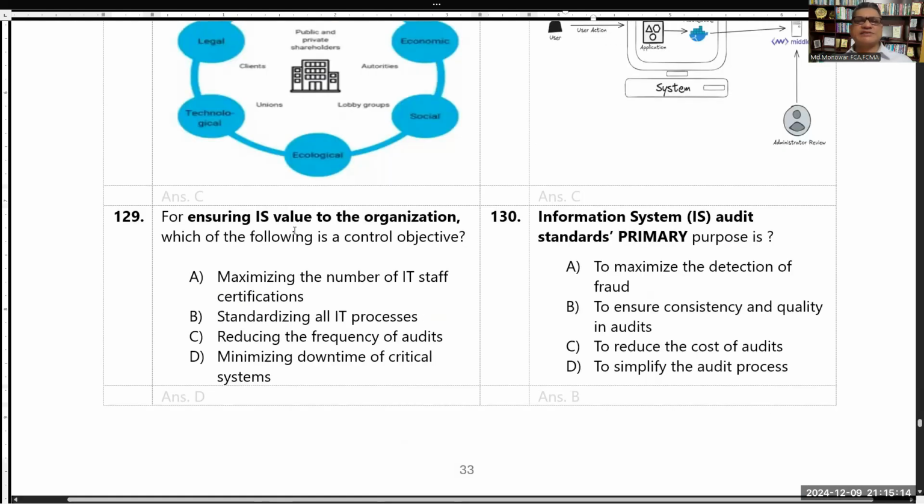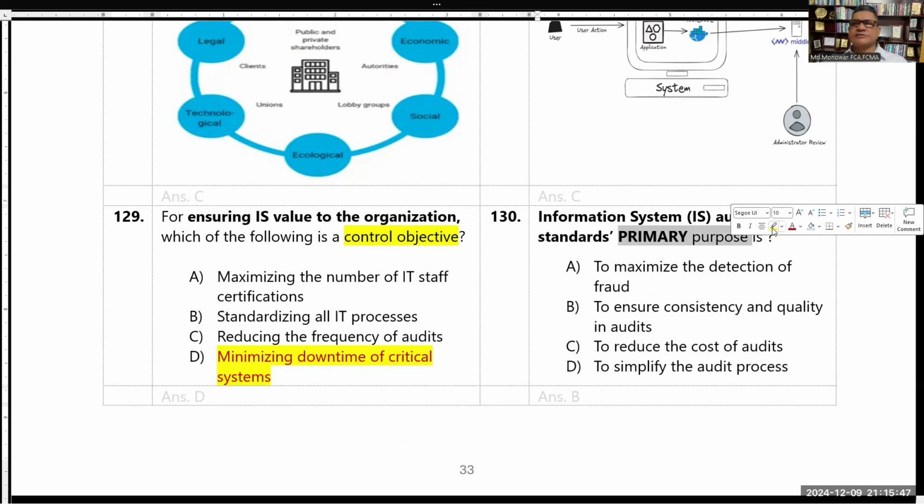For ensuring information system value to the organization, which of the following is a control objective? Control objective: minimizing downtime of critical systems. Answer D. Minimizing downtime of critical systems. Answer D. Information system audit standards.